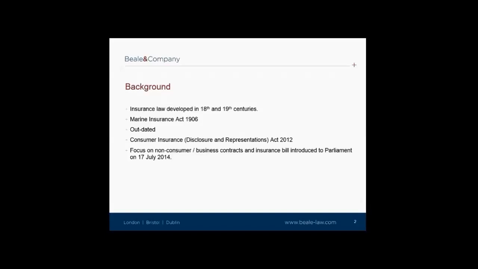At present, insurance contract law in the UK is based on principles developed in the 18th and 19th centuries. These principles were codified in the Marine Insurance Act 1906. The 1906 Act applied to both marine and non-marine insurance law. It is insurer-focused and was designed to protect the insurance industry against exploitation.